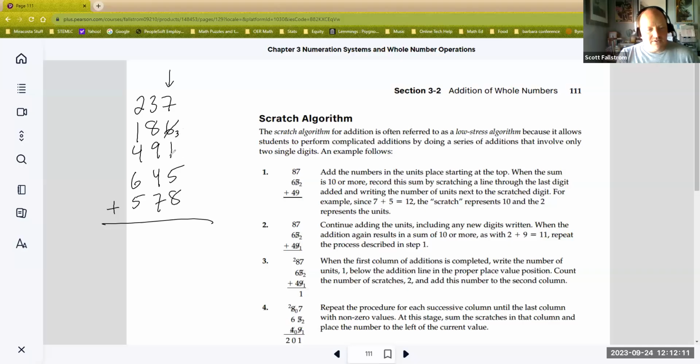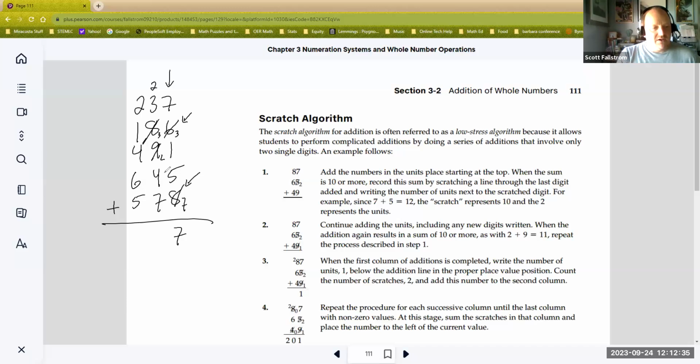3 plus 1 is 4. 4 plus 5, right? 9. 9 plus 8 is 17. So I write the 7 down at the bottom because that's what remains. I count up my scratches, which is 2 scratches, and I keep going in the next column. 2 plus 3 is 5. 5 plus 8 is 13. 3 plus 9 is 12. So scratch 2.